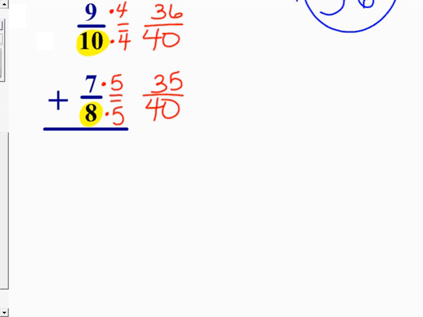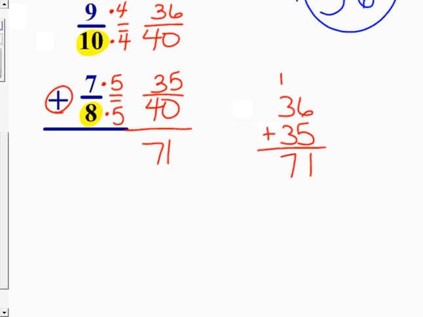Now I'm ready to add them. And if you need to do some side work, that's fine. Just don't do it in the middle of the problem. Do it over to the side. 6 plus 5 is 11. Carry the 1. 3 plus 3 is 6, plus 1 is 7. And so I get 71/40. Well, that's an improper fraction because the numerator, 71, is bigger than our denominator of 40.